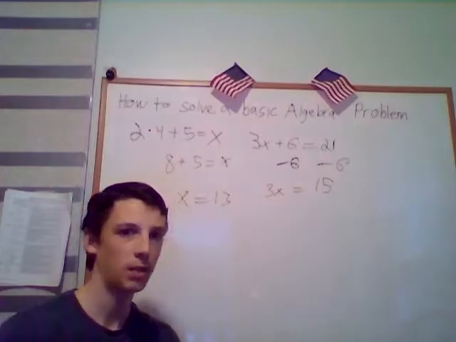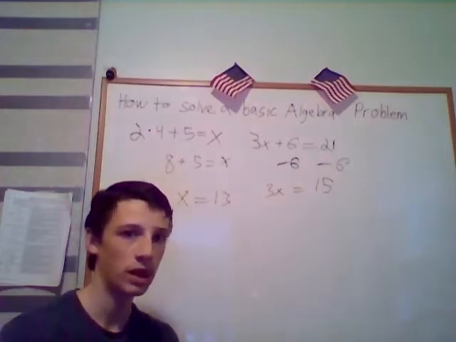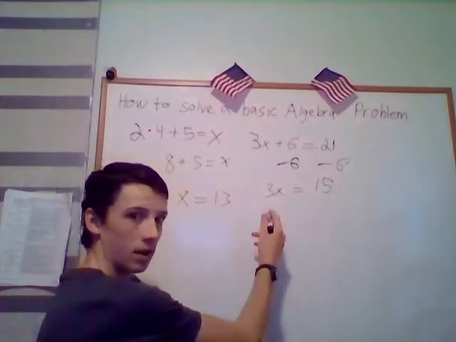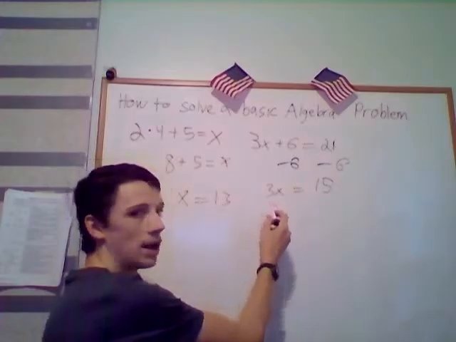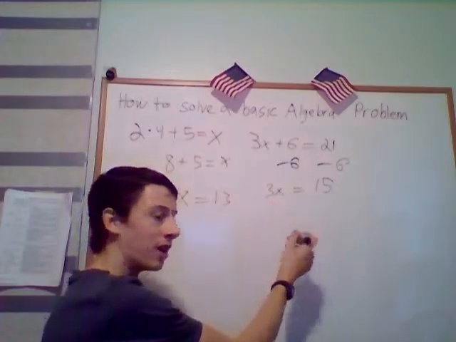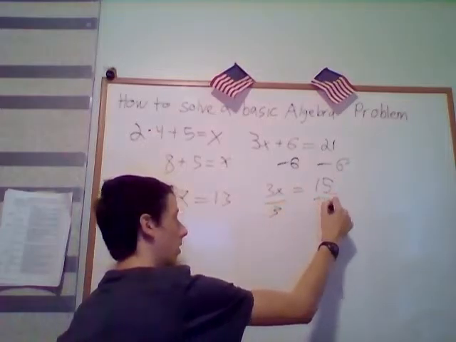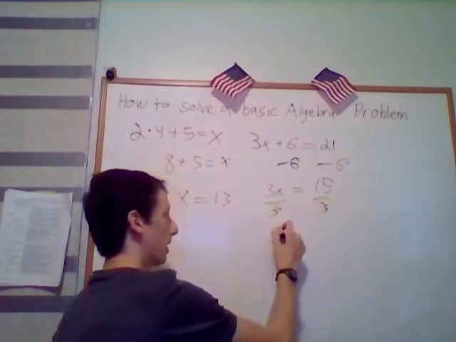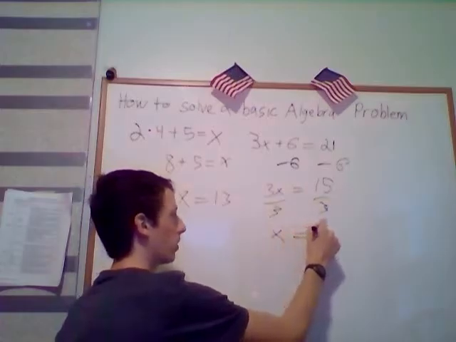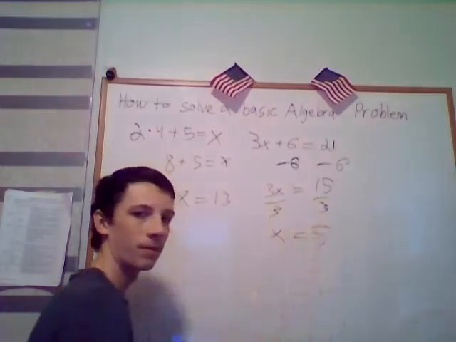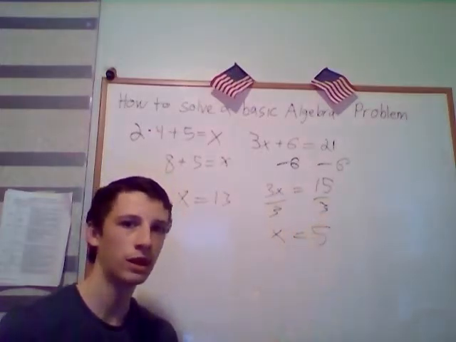So going on to our second step, multiplication and division, we have to get rid of the 3 here. So since 3 is being multiplied, to get rid of it, we need to divide. So dividing by 3, doing it to both sides, we come out with x equals 5. And that is our solution for this equation.